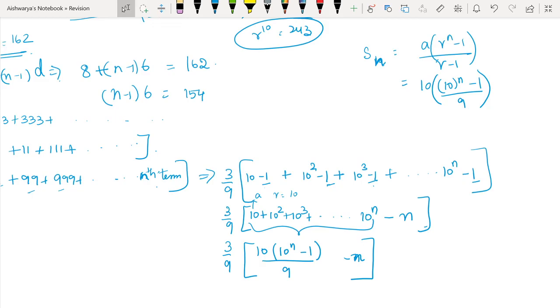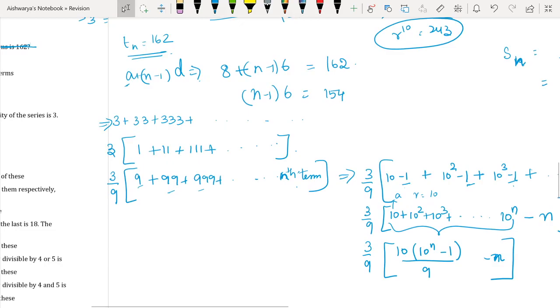Okay students, is it fine? This is very commonly asked in the examination. Whatever number they give you, from 111 till 999, you can use the same method.